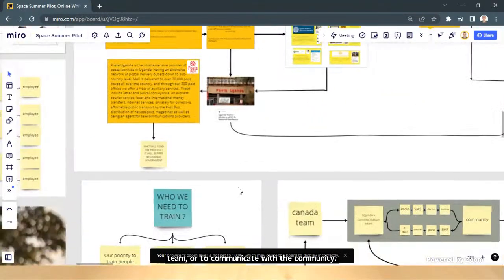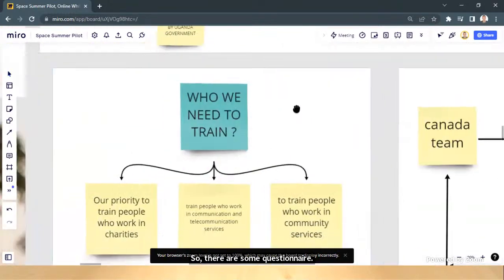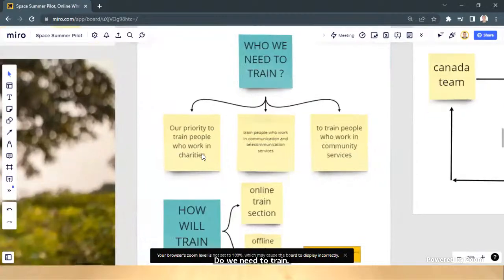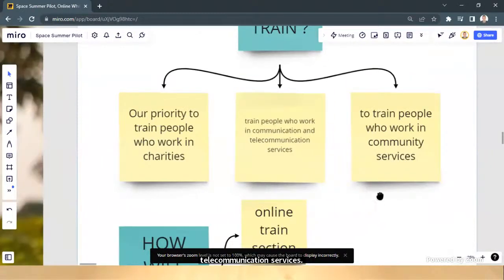So there are some questions here. Who do we need to train? I mean, from the Uganda team, who do we need to train? Our priority is to train people who work in charities. Second priority is to train people who work in communication and telecommunication services. Also, to train people who work in community services.